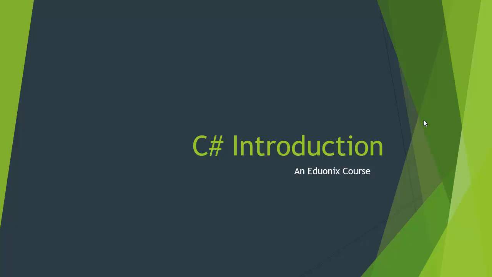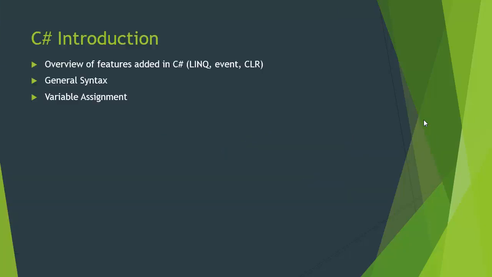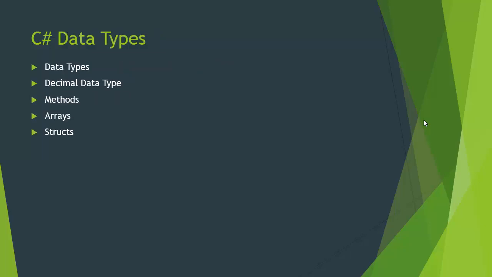Today we're going to cover what to expect from this course. Our first section will be an introduction to C#, an overview on some of the features that were added, general syntax, and variable assignment. Next we'll cover data types. C# comes with standard data types and also its own decimal type. Then we'll cover methods, arrays, and structures.